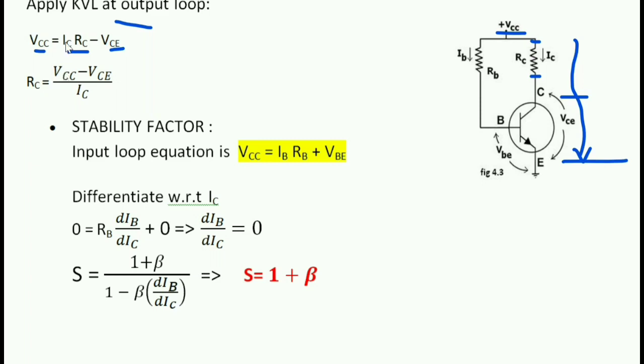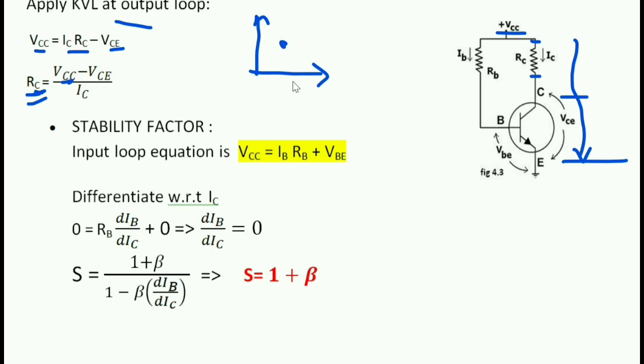Then we can also calculate RC from this equation, that is, VCC minus VCE by IC. For the calculation of RC and for the calculation of the Q point, this equation is required. For the Q point, we will take VCE values on the x-axis and IC values on the y-axis. We will take RC as a constant at the initial condition, so we can easily calculate IC and VCE. As VCC is also constant, we can calculate the value of the Q point.